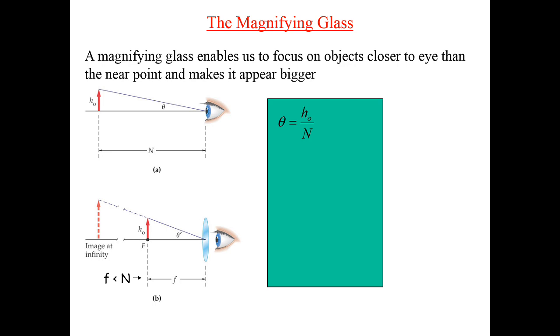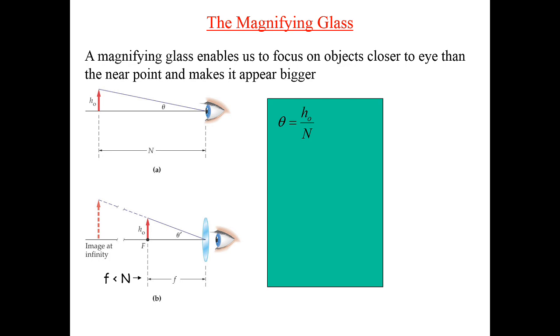If we draw our triangle, the angle theta is equal to the opposite over the adjacent, and the opposite is the height of the object, and the adjacent is the distance, which is the near point distance. Notice we are using the small angle approximation here, where the sine of theta is equal to theta when talking about angles that are very small. So that gives us a value for the angle that we see with the unaided eye.